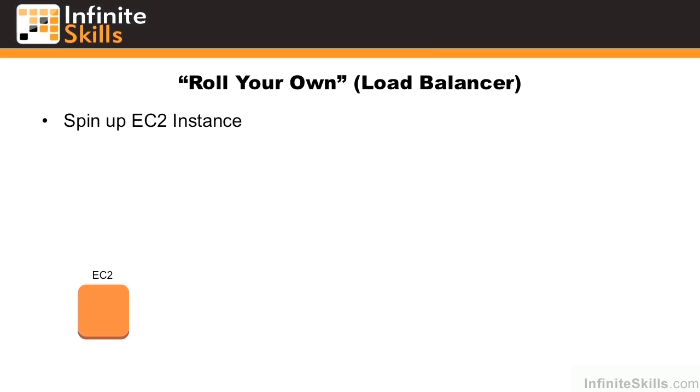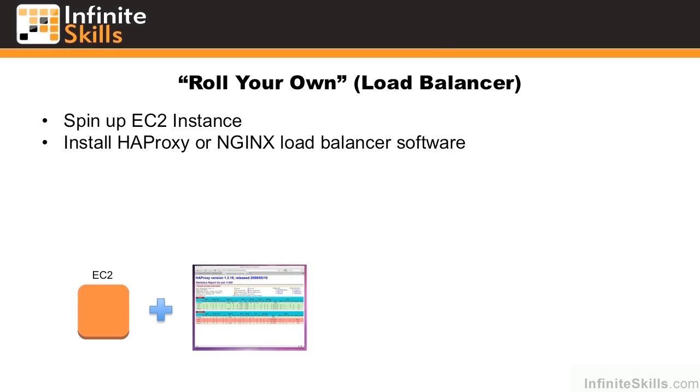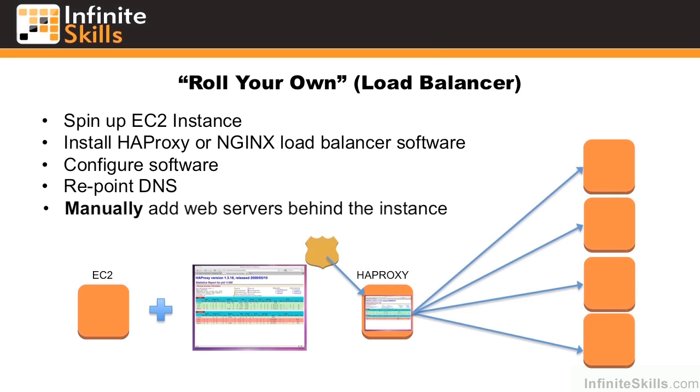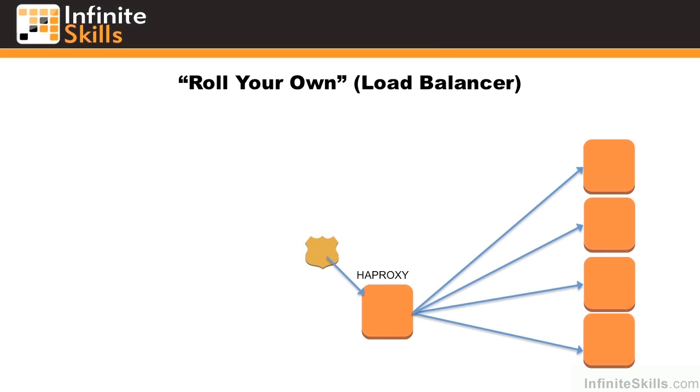The first thing you do is obviously spin up an EC2 instance. Next thing is choose some sort of software to provide the load balancing function. HAProxy or Nginx are common popular options. Next thing you do is configure the software to run inside of the EC2, and you repoint your DNS to that server. Then you have to manually add web servers behind the instance.